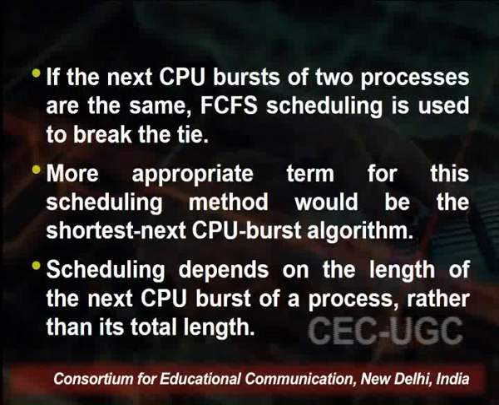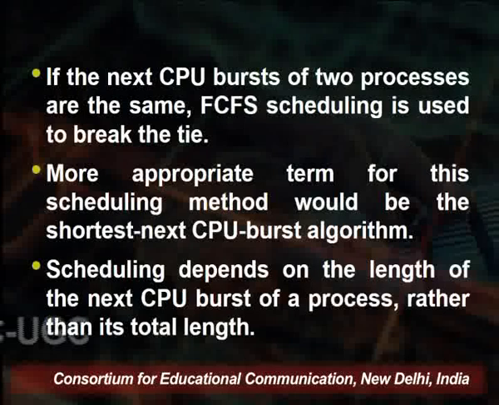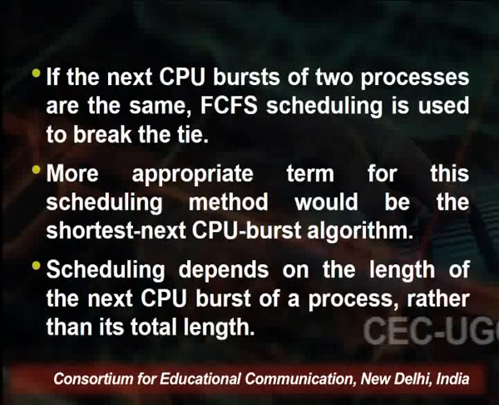Now what will happen in case of a tie? Let's say if we have the next CPU burst of two processes as the same, then the first come first serve algorithm, the FCFS, will be used. We have already seen it in detail in the previous lecture. So the FCFS scheduling algorithm is going to be used to break the tie in case the next CPU burst of two processes is the same.